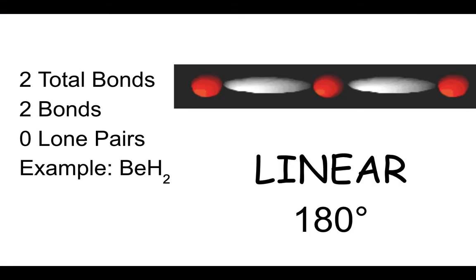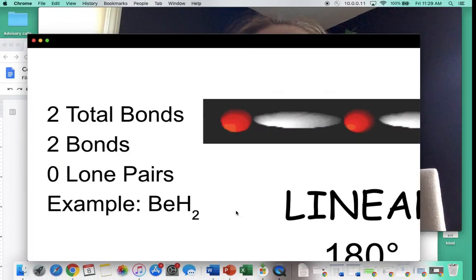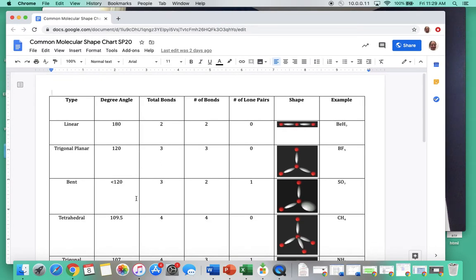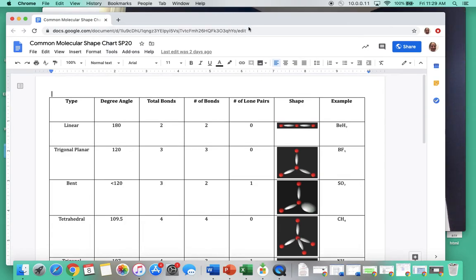Our first example is linear. Linear has 2 total bonds, 2 bonds, and no lone pairs. An example would be BeH2. Now I like to organize all of this information in a nice chart such as this. I like to put the type in one column, the degree angle, the number of bonds, the lone pairs, an example of the picture, and then an example of the bond here. You can make this diagram as well if you wish.